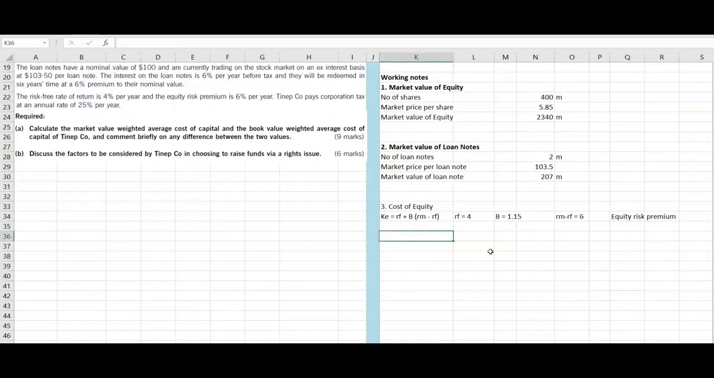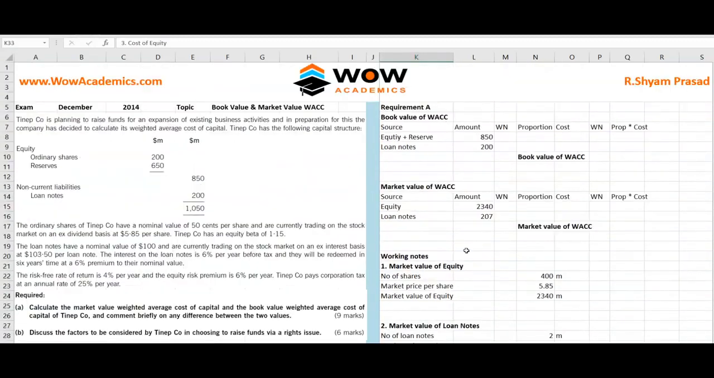So we'll find out the KE. KE should equal, we'll do the formula here: RF 4 plus, open the bracket, beta comes to 1.15 into RM minus RF. RM minus RF is directly given, so we take it as 6, close the bracket, and we get the answer. The answer comes to 10.9. So that should be the KE. KE is 10.9. Take the number and put it here.